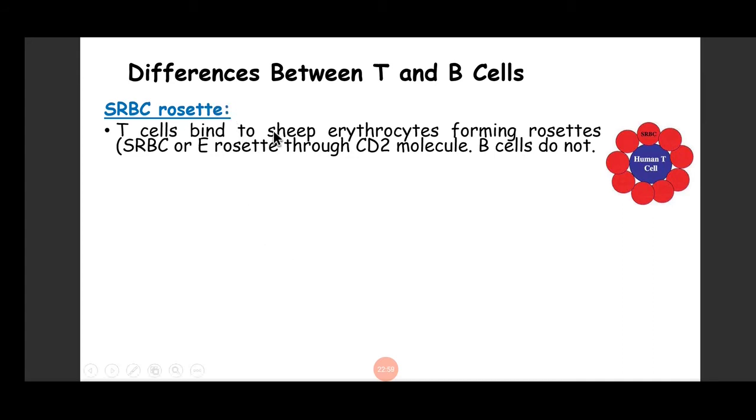If we add sheep RBCs to the lymphocytes, the human T lymphocyte will bind to these sheep RBCs and form a rosette. The B lymphocyte will not form this rosette, because the sheep RBCs have a receptor that binds to the CD2 molecule that is present on the T cells and not on the B cells. So these sheep RBCs will surround the T cells because they bind to the CD2 molecule and form a rosette. This happens only with T cells, not with B cells.